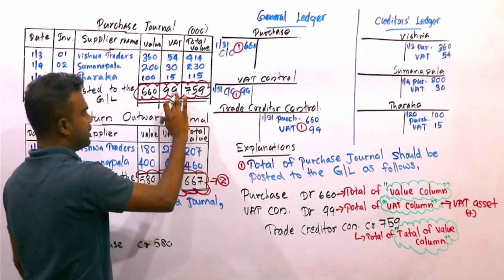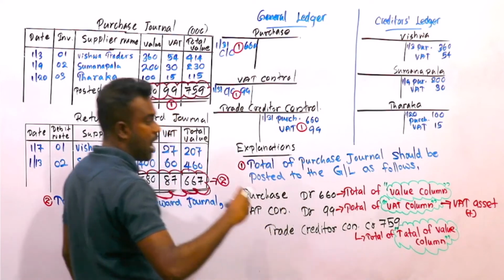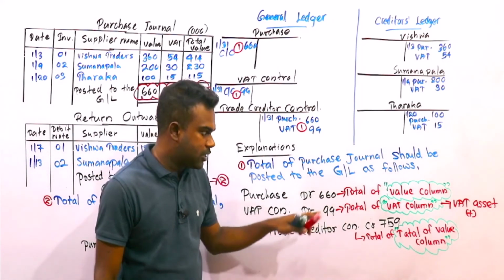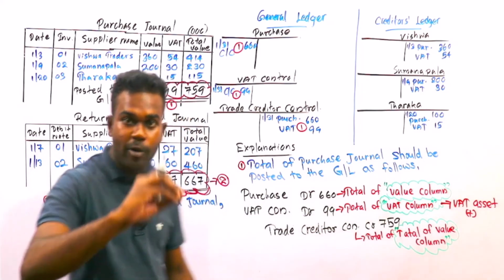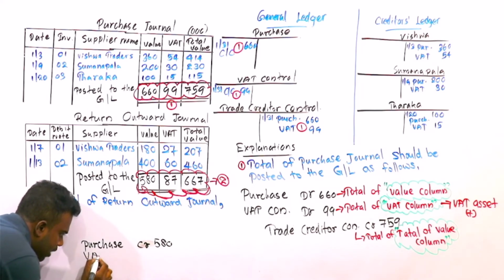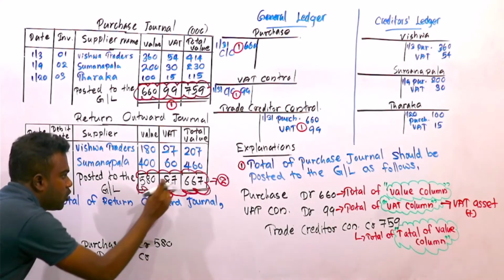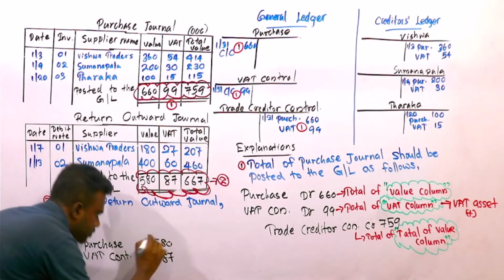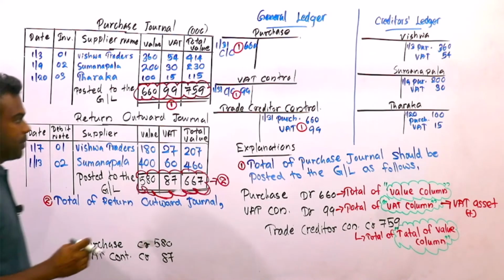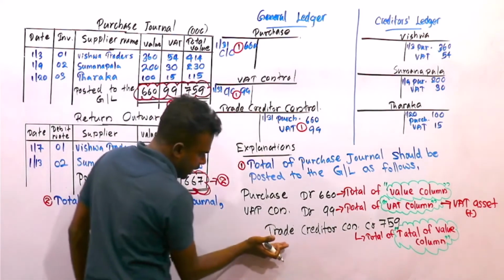Then when purchasing 99 we debited to VAT control because of asset. But when returning, this VAT asset should be decreased, right? Then what do we have to do? We have to credit, right? We have to credit VAT control. Credit how much? The total 87, right? VAT asset decrease. When purchasing, the liability 759 should be credited, right?